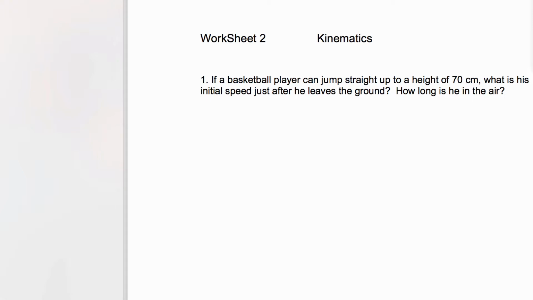If a basketball player can jump straight up to a height of 70 centimeters, what is his initial speed just after he leaves the ground? How long is he in the air? Right, so what kind of motion is this? Is this two-dimensional or one-dimensional? Right, so it's one-dimensional.